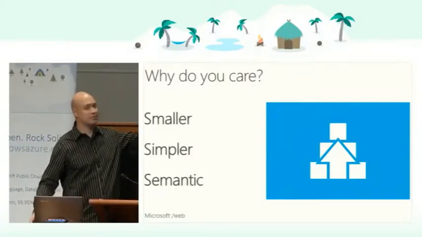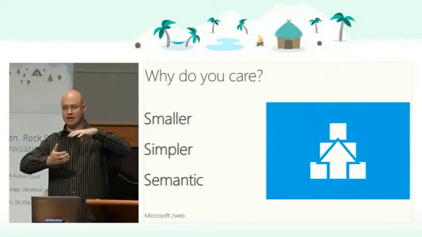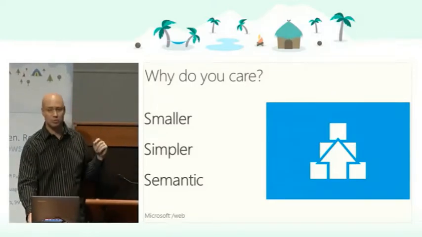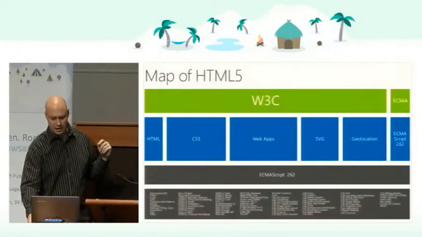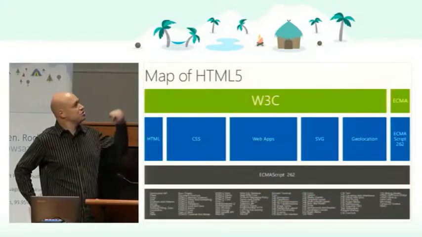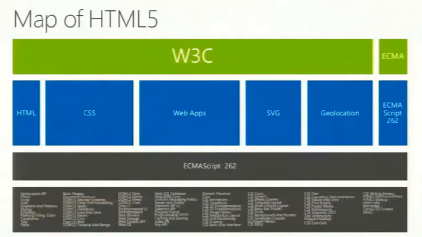First of all, it's simpler in terms of putting all these features together. Also semantic. You've got support for these semantic tags. We'll look at it in a second. There's this huge umbrella of stuff. So this ECMAScript 262 is also known as JavaScript, and it's got tons of different little things underneath that. And then you've got things like HTML, CSS, SVG, geolocation, all these other features. And these are things that are supported to different levels in HTML5.